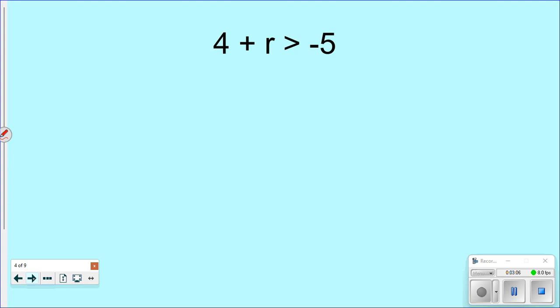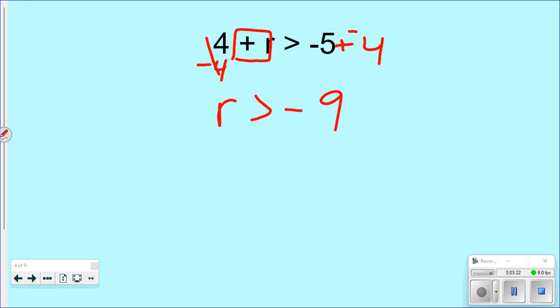Okay, why don't you try this one by yourself? Goal to get this by itself. I'm going to minus 4. I'm going to minus 4. I have to actually do my keep change. R is greater than negative 9. Careful with that keep change.